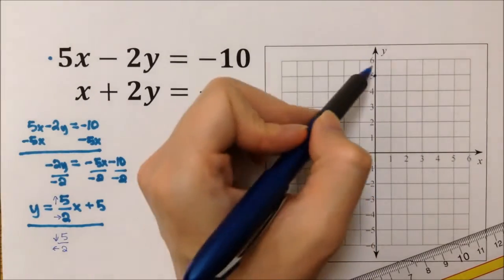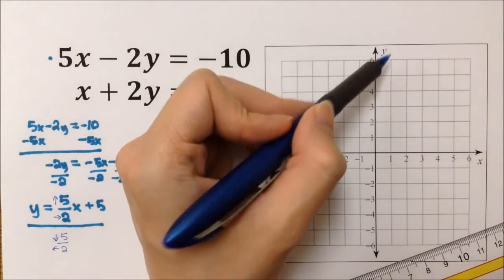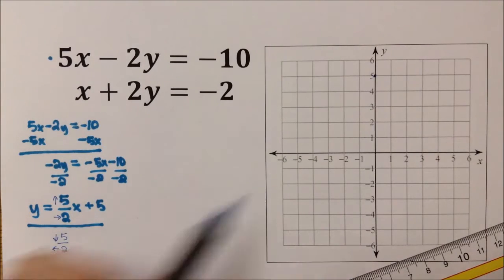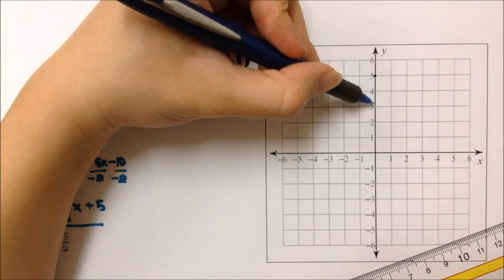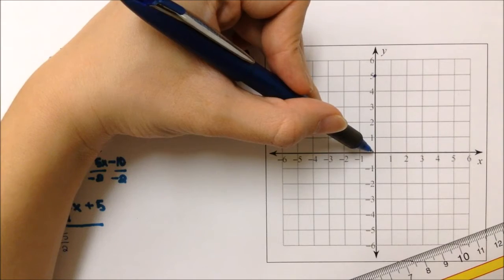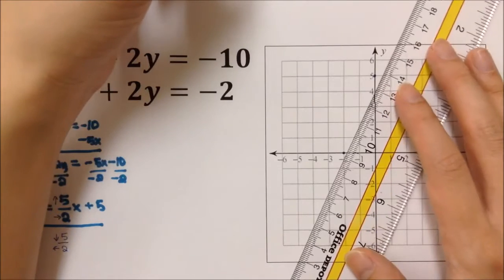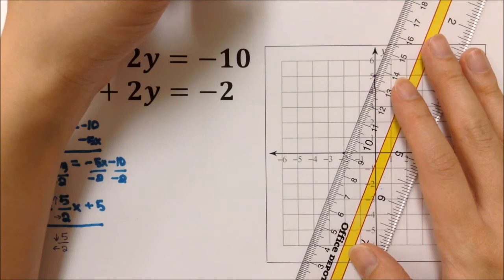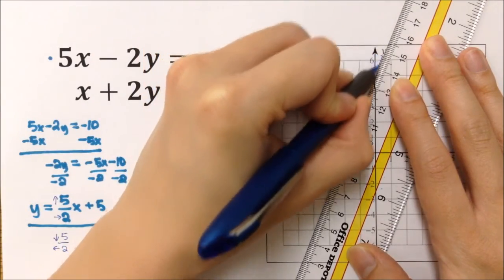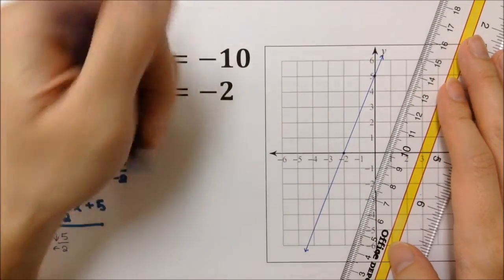Since I cannot go beyond the graph, I don't have any more room. Because here, with the original slope, I had to go up 5, and if I were to go up 5, I'm out of the range. So I'm just going to go in the opposite direction to get our second point. So I'm going to go down 5: 1, 2, 3, 4, 5, and then left 2: 1, 2, right here. Alright, got our second point, so I'm just going to connect them. Alright, here's our first line.